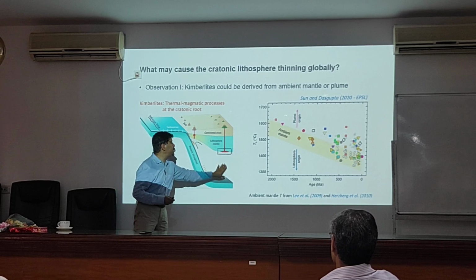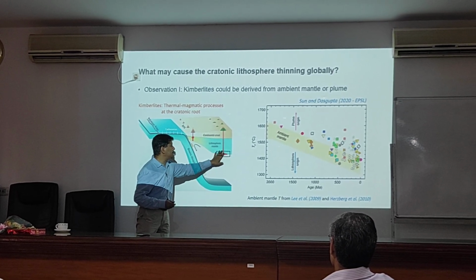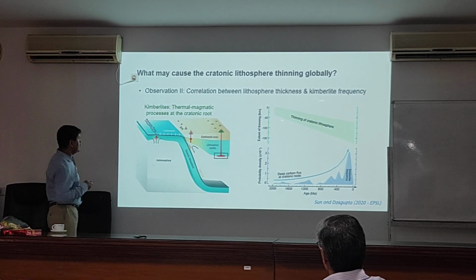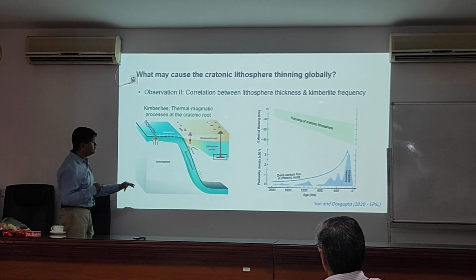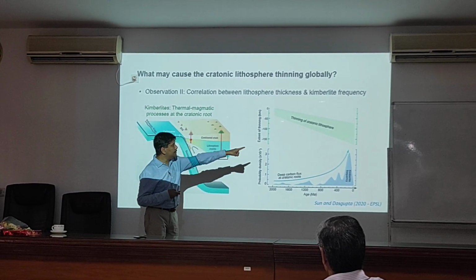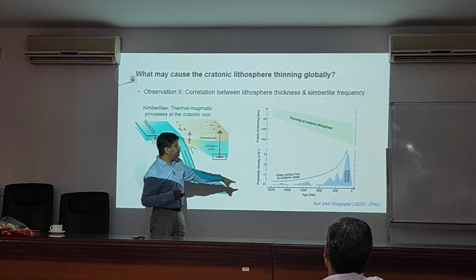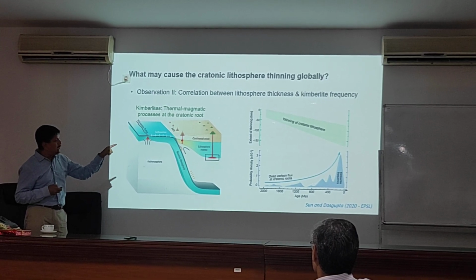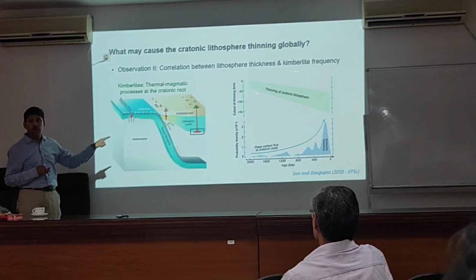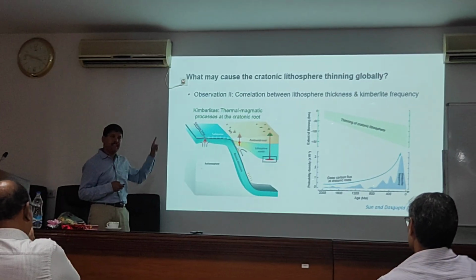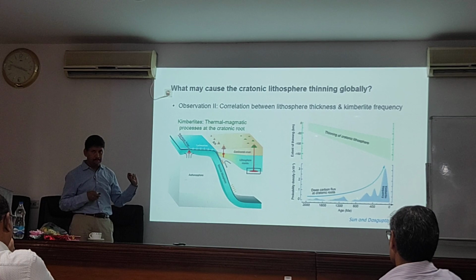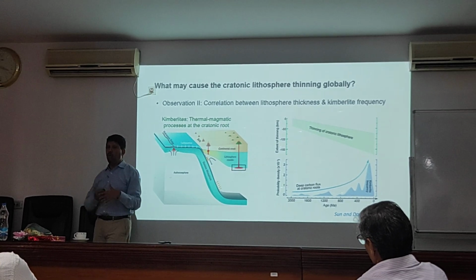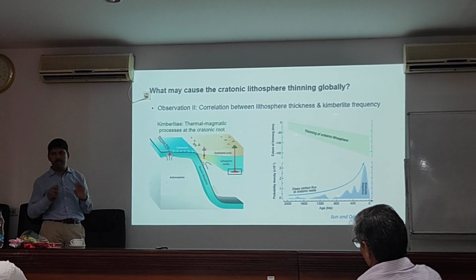So there could be a plume impinging on the base of the lithosphere, generating kimberlites, and that's also causing the thinning process of that lithosphere. There is another interesting possibility. When we look at the thinning of the cratonic lithosphere with time against the actual frequency of kimberlites, there is this interesting correlation, right? When the lithosphere is thinner, there are more kimberlites being erupted. When the lithosphere is thicker, there are fewer kimberlites being sampled. Now, of course, there could be a preservation bias. Older samples may be altered or eroded away and so on.